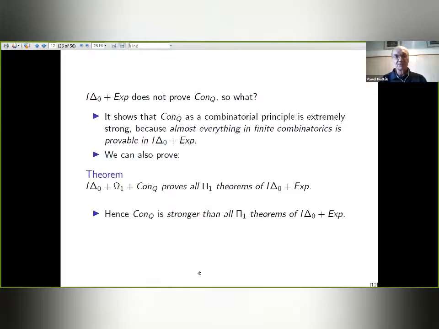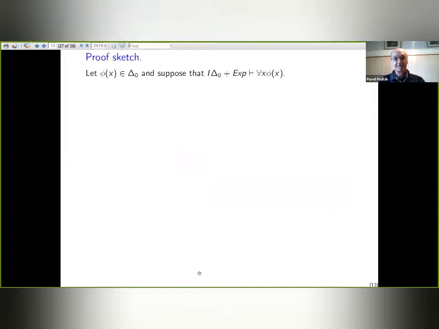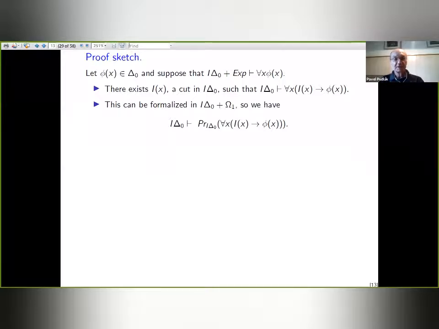So what are we proving? We are proving the theorem that I delta 0 plus omega 1 plus consistency proves all pi 1 theorems of I delta 0 plus x. So suppose I delta 0 plus x proves for all x phi x, where phi x is bounded. As we've seen in a proof before, there exists a cut I in I delta 0 such that I delta 0 proves phi x on the cut I. That the formula phi x holds true for all x's that satisfy I. Now, this is something that we can formalize in I delta 0 plus omega 1.